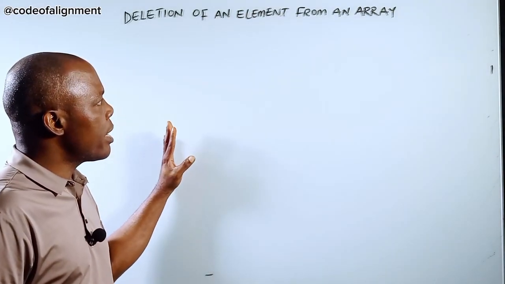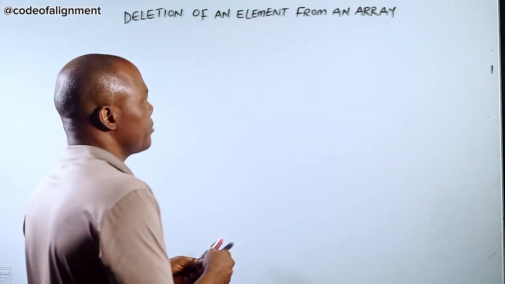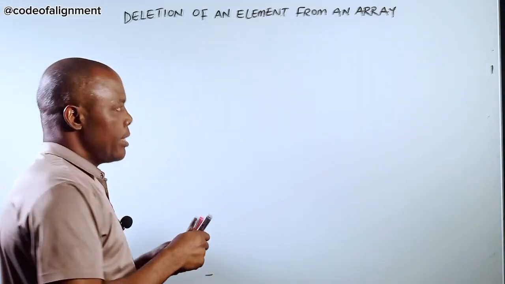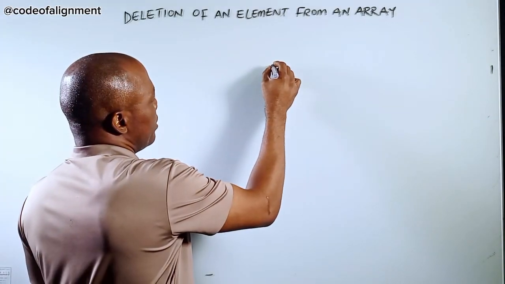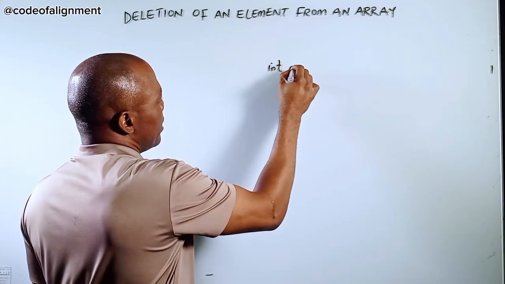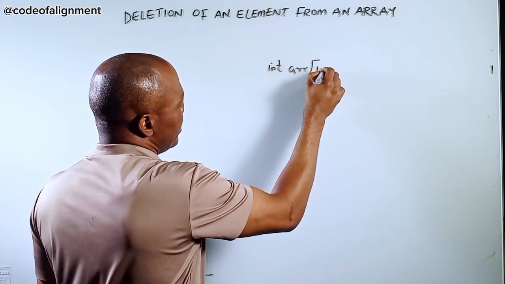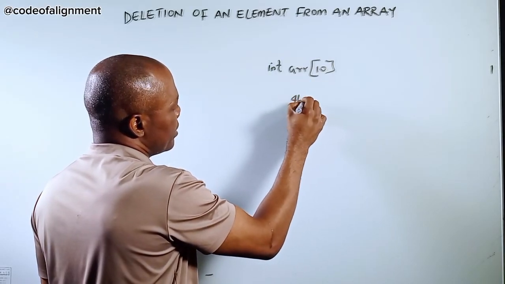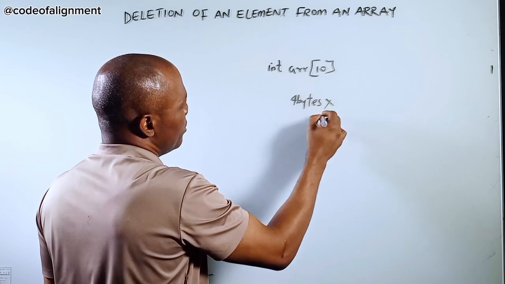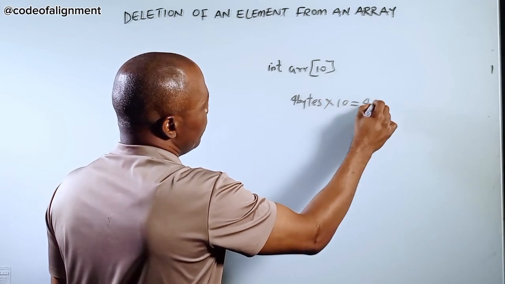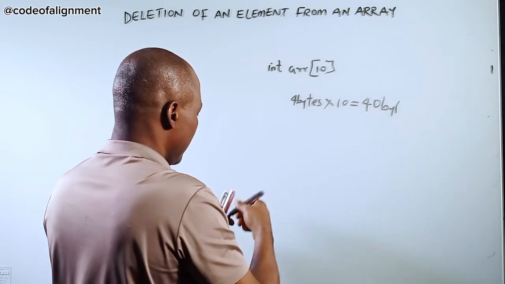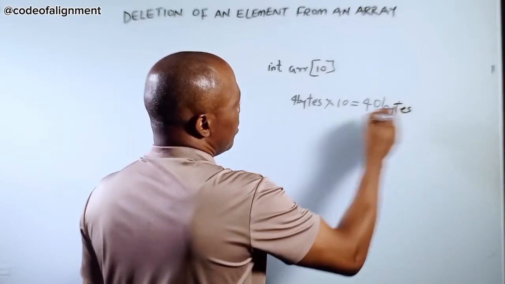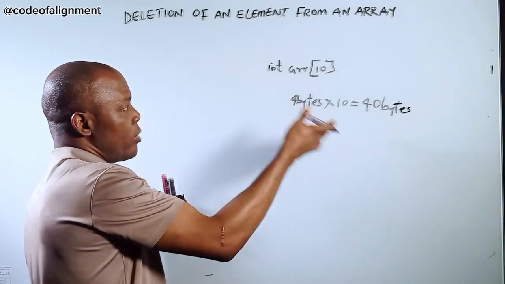So today, let's assume I declare an array like I did in the last class. Say int array, and then I say 10. So this will be 4 bytes multiplied by 10. And that will be 40 bytes. 40 bytes of memory will be allocated.